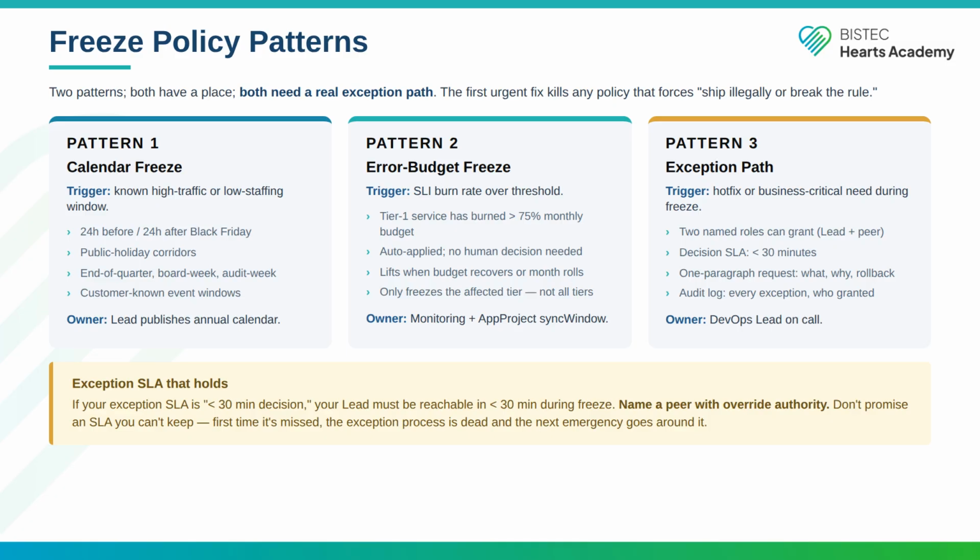The most important rule on this slide: if your exception SLA is under 30 minutes, your lead must be reachable in under 30 minutes during a freeze. Name a peer with override authority. Do not promise an SLA you cannot keep. The first time it is missed, the exception process is dead and the next emergency goes around it.